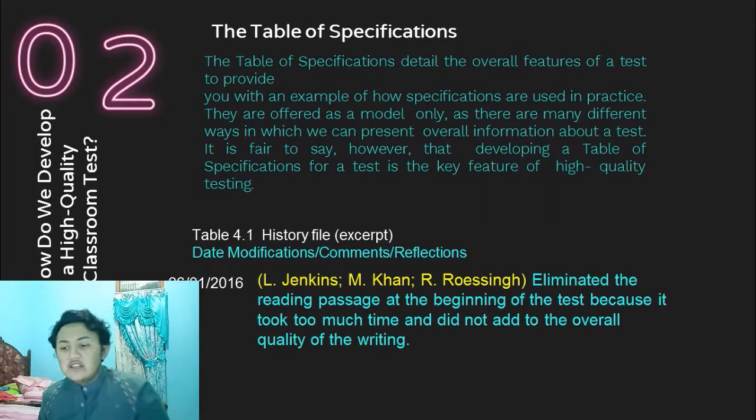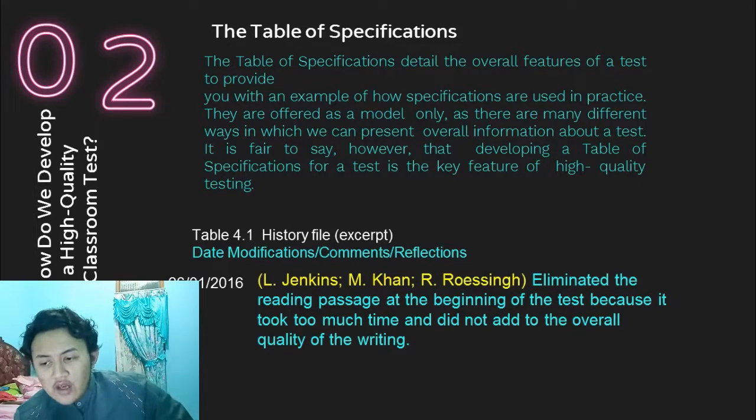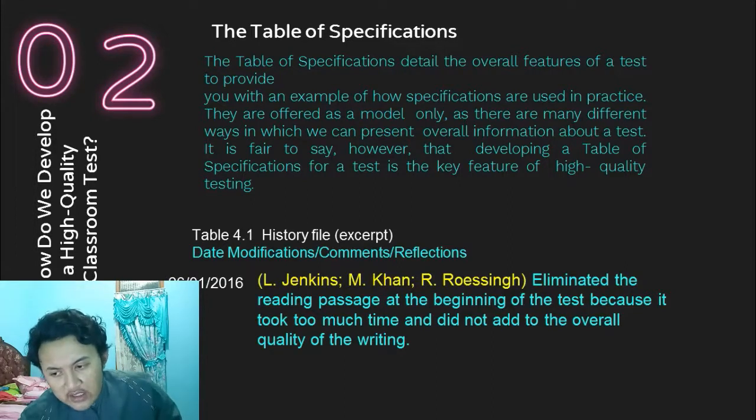So first, let's see Table 4.1. History file, expert data modifications, comment reflections, things like that. This one is from L. Jenkins and M. Khan. I don't know how to pronounce that, is that Muhammad or Mr.? I'm sorry if I pronounce it wrong, but yeah, and Air Rosine. You see guys, maybe I pronounce these things wrong, so I'm sorry about that.